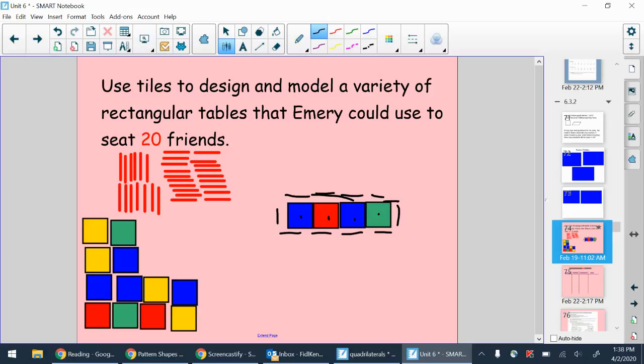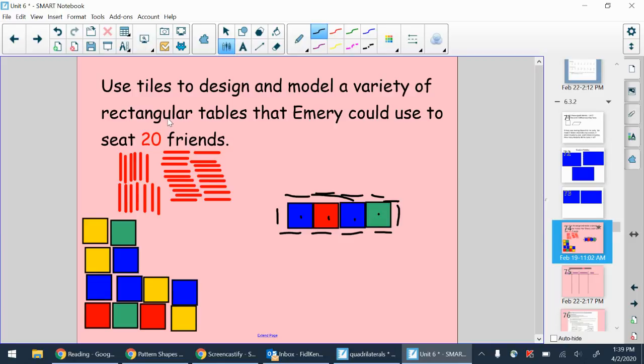So while you're creating your different tables that could make space for 20 friends, you're going to be using different amounts of tiles. You might be using a lot of tiles, you might just be using a couple. Okay.